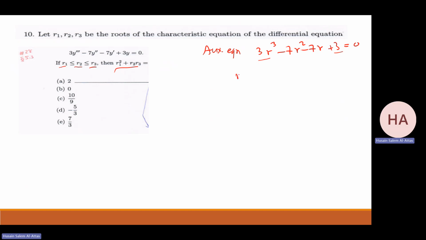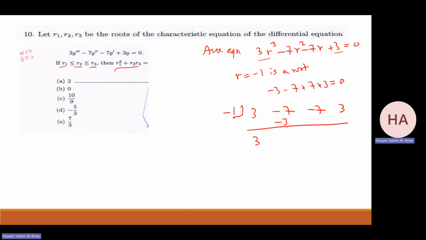I have r equals minus 1 is a root. Why? Because it's minus 3 minus 7 plus 3 equals 0. So it's a root. That's it. Using synthetic division: 3, minus 7, minus 7, 3, with minus 1, that would help. Minus 3, that gives minus 10. That will be 10, that will be 3. Minus 3 is 0. So r equals minus 1. And then I need to solve this: 3r squared minus 10r plus 3 equals 0.